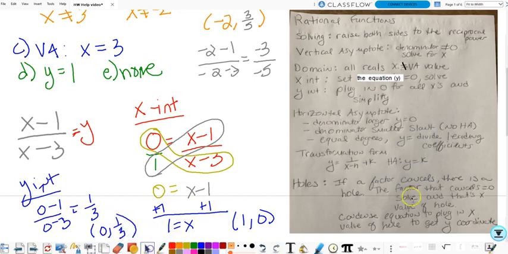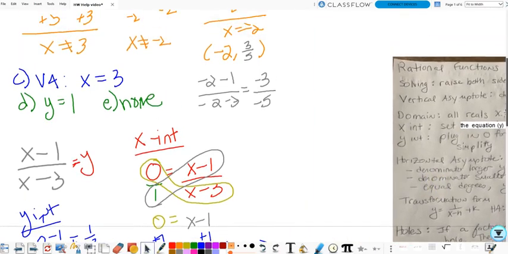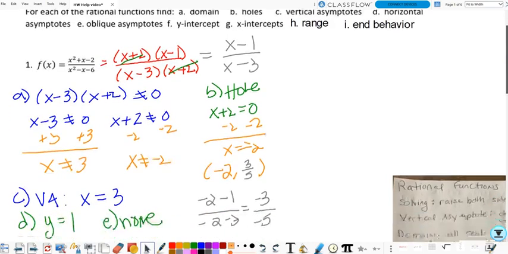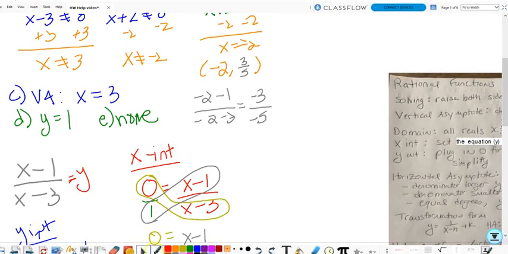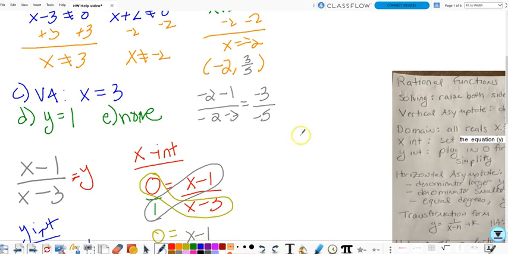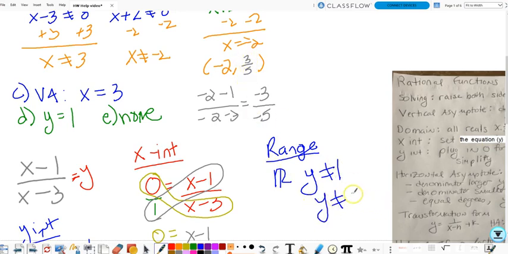All right, so then at the top, I said I was adding in range and end behavior. Okay, so the range are your y values. What can your y values be, or not be? So the range, that's all real numbers, but y cannot be your horizontal asymptote, and y cannot be the y value of your hole. So it's similar to domain, where domain leaves out your vertical asymptote and the x value of the hole. Range, we're going to not equal the horizontal asymptote and the y value of the hole.